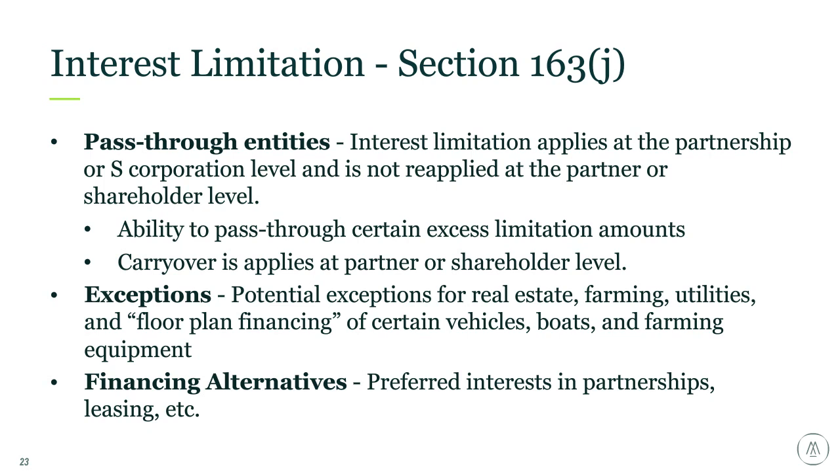Another special rule applies for partnerships that basically says any disallowed interest expense is essentially attributed to the partner and is carried forward, and to the extent that there's excess business income above any interest expense at a future date, that amount can be utilized to offset any disallowed interest expense that was limited from that trade or business from prior years.